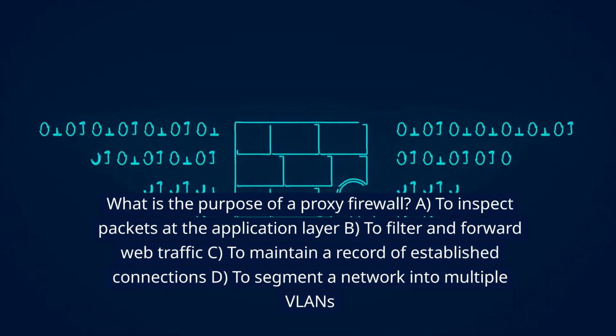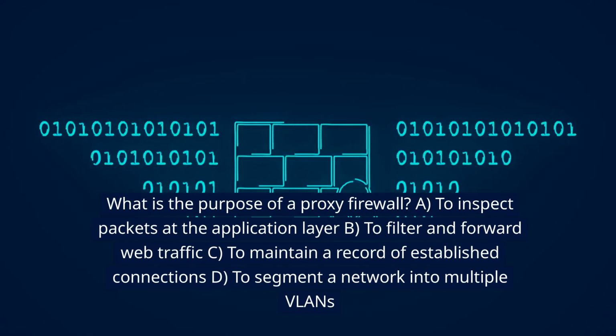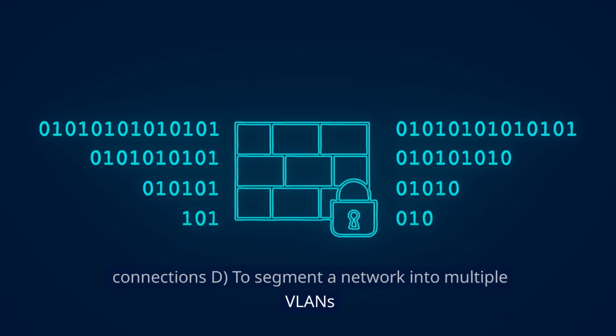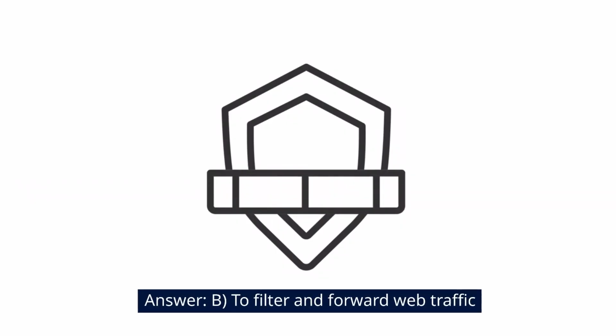A. To inspect packets at the application layer. B. To filter and forward web traffic. C. To maintain a record of established connections. D. To segment a network into multiple VLANs. Answer: B. To filter and forward web traffic.